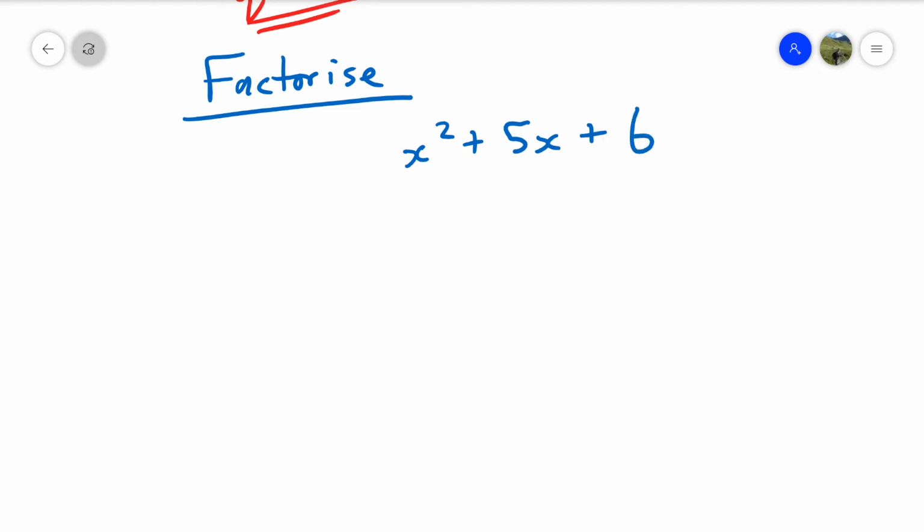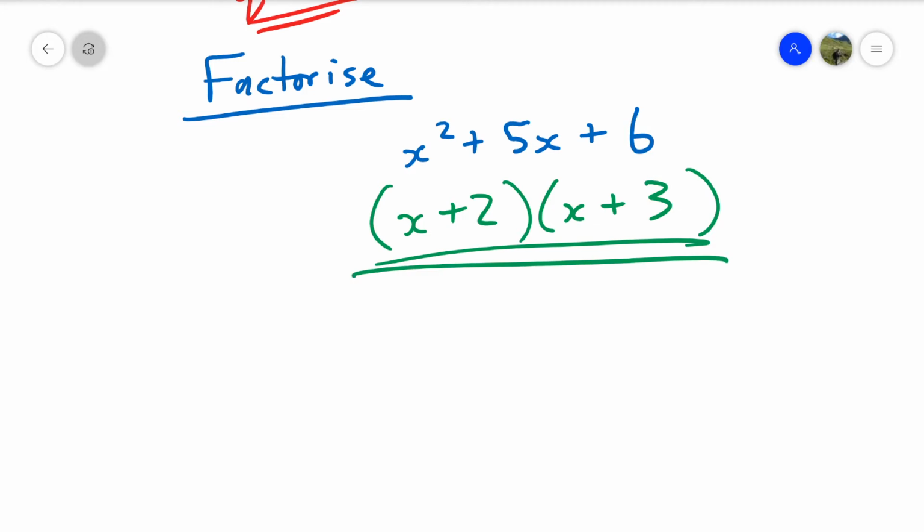Okay, have a go in your own time. Factorize means put it into brackets. So the answer is this. That's the answer.